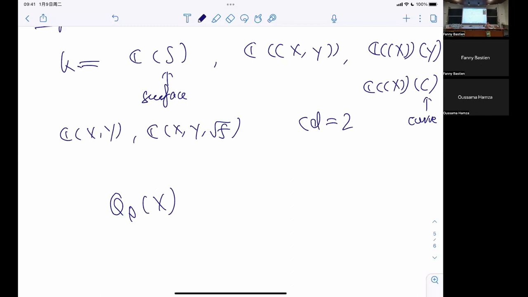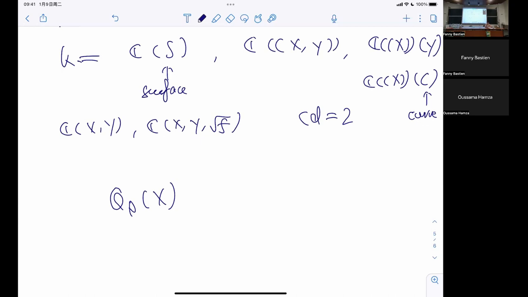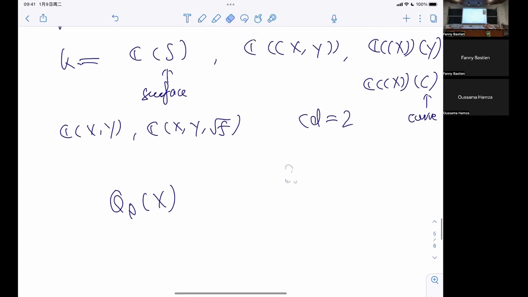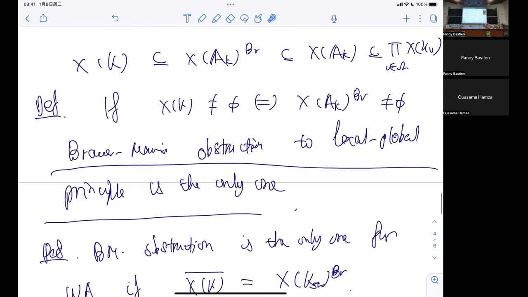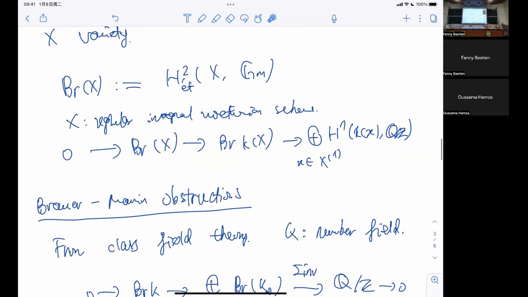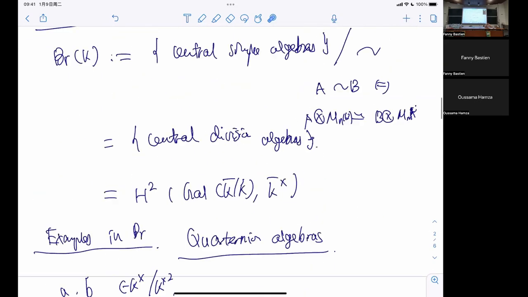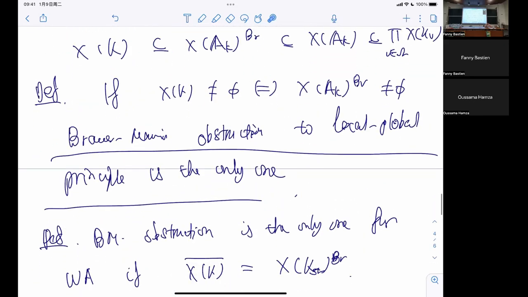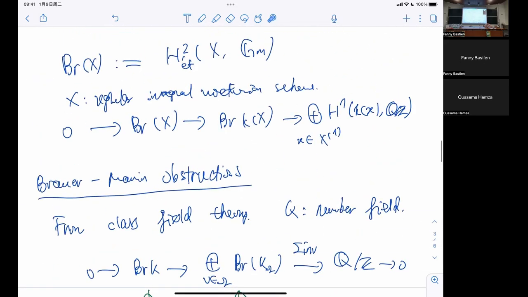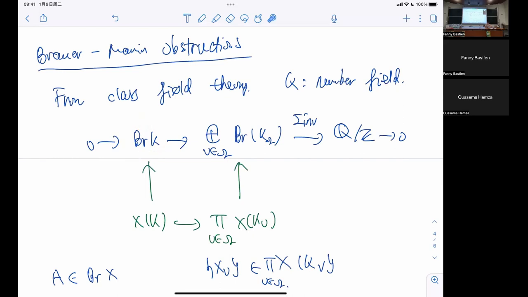Which means that we also hope to have this kind of complex relating the Brauer group, the local Brauer group and the global Brauer group. And that is indeed the case. So we can also define such notions of Brauer obstruction. We also have some kind of relation between H2 of the field globally and the H2 of the local completions, landing in some coefficients like this.